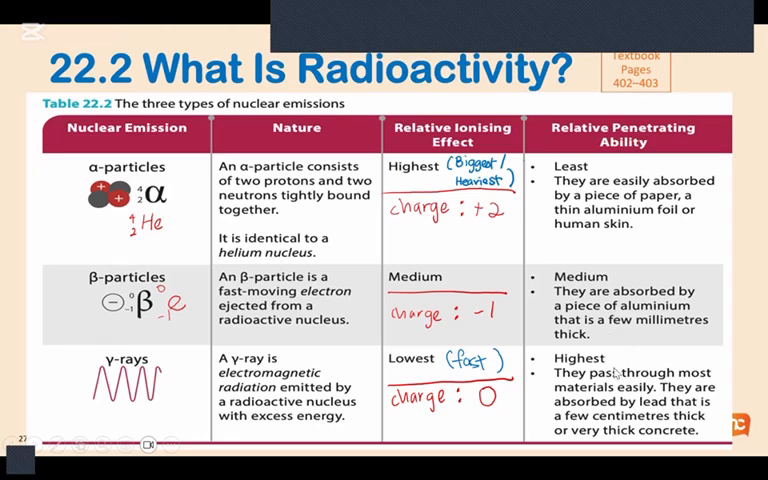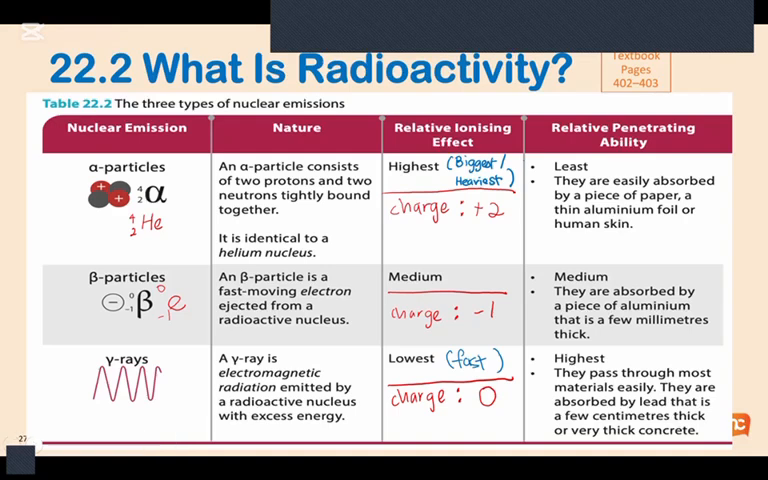But gamma rays travel so fast, 3 times 10 to the power 8 meters per second. They don't really spend a lot of time interacting with the materials that they are in contact with. They just spend a lot of energy keep moving. So they have the highest penetrating ability. They can pass through paper, can pass through aluminum foil, but they can be stopped by a few cm thick of lead or very, very thick concrete.